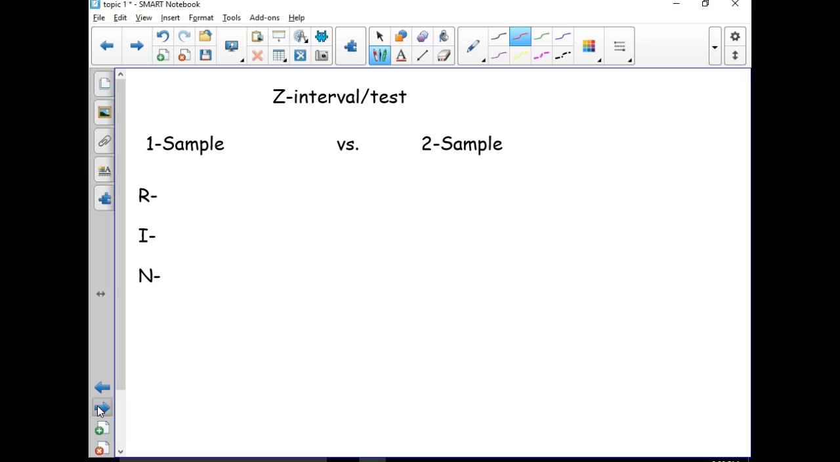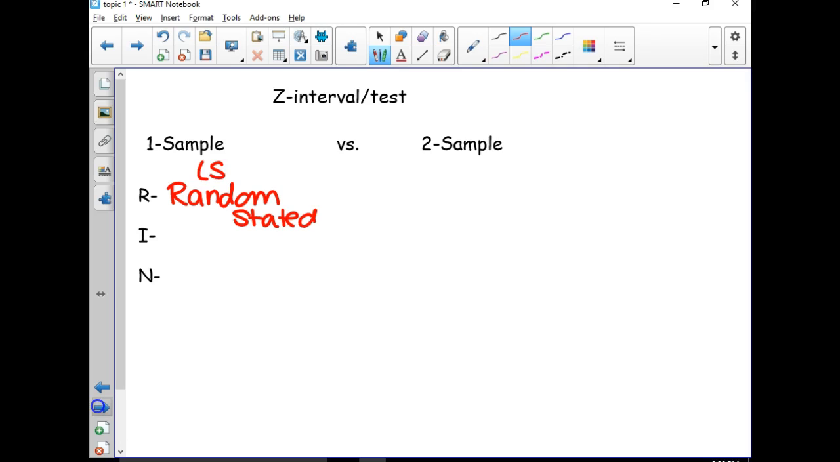Okay, so here I have a Z interval versus a test. Okay, so one sample versus two, there's not much that's different. RIN, okay, so for a Z interval or test, no matter what, the conditions are the same. What does R stand for? Do you remember that one? Yep, random. So you either state that it's random in the problem, so I would say random stated, or most likely we'll say SRS stated.